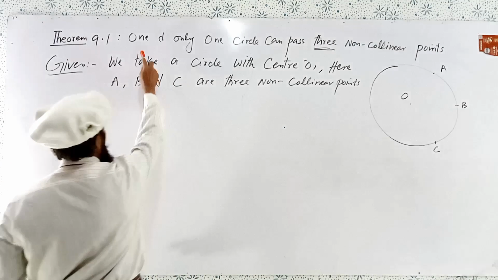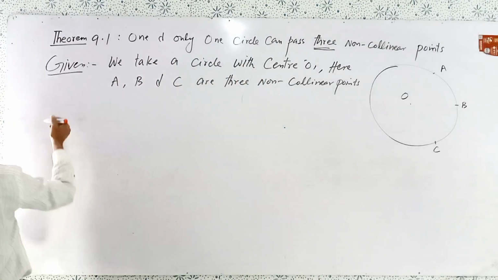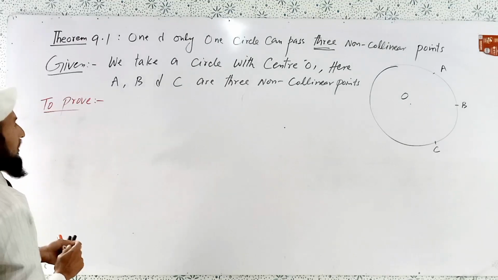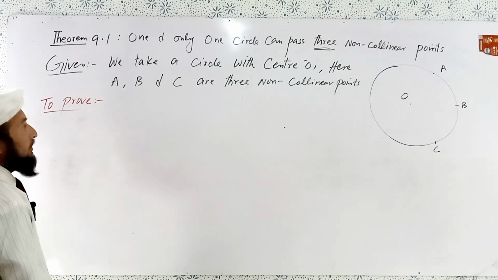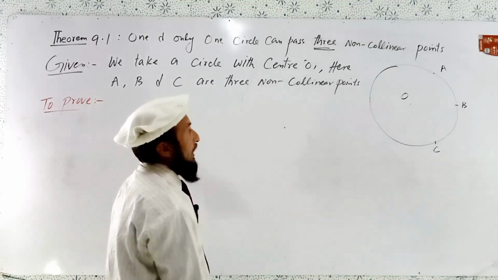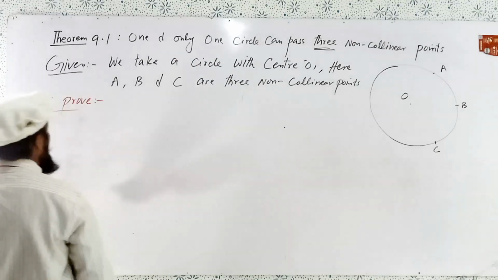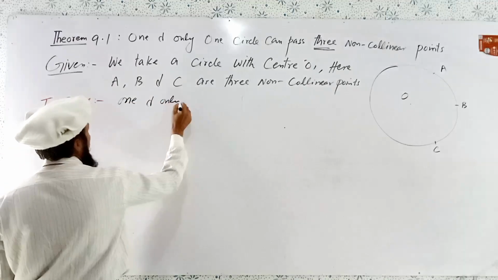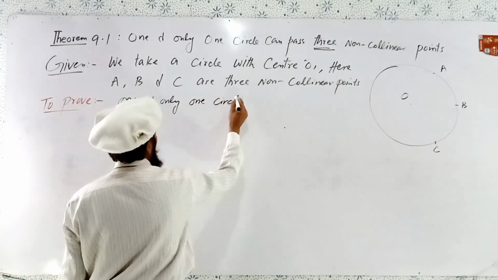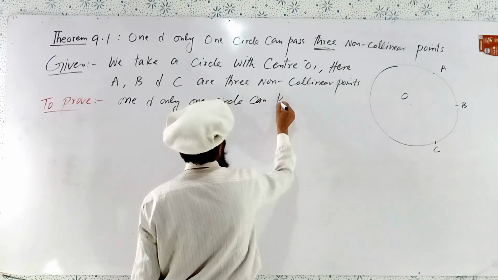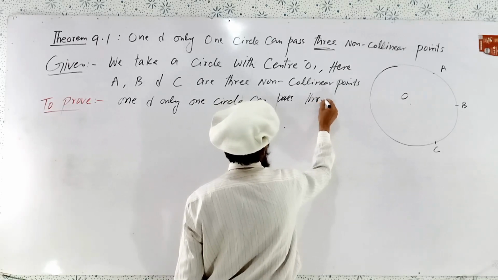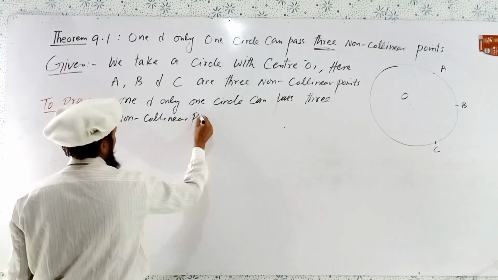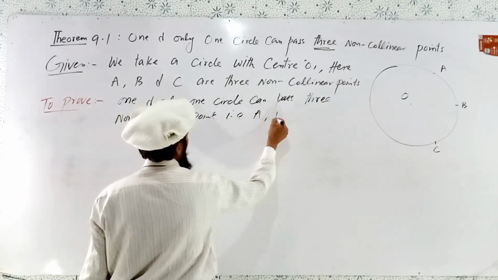Now we want to prove the given statement. To prove that: it means that the three points A, B, C pass on only one circle. So we can write: one and only one circle can pass through three non-collinear points. These points are A, B, and C.